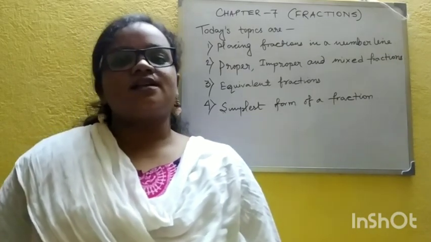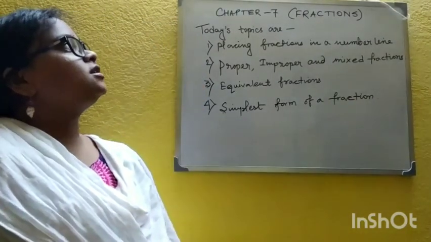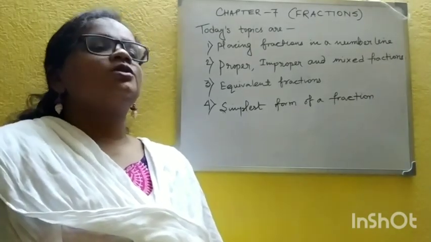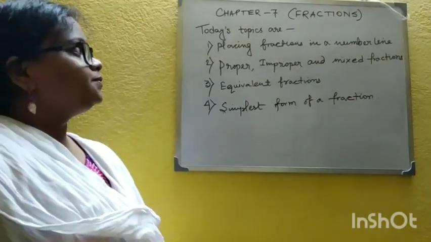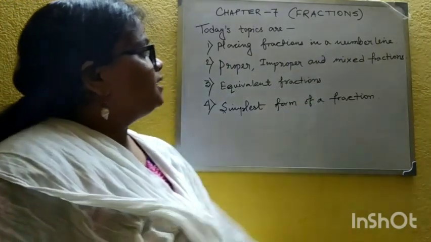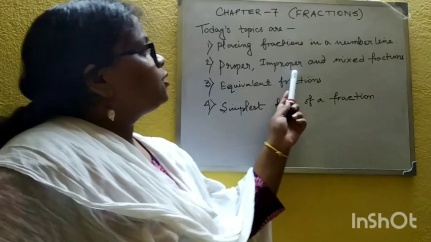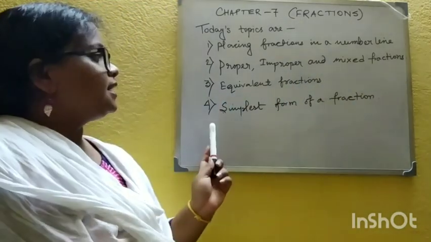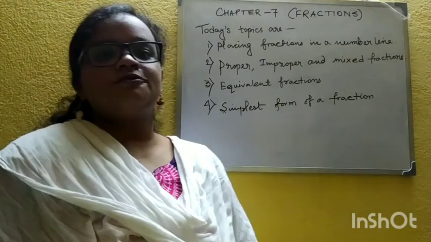In our previous class, we discussed chapter 7, fractions. Today also we are going to discuss this chapter. Today's topics are placing fractions in a number line, proper, improper and mixed fractions, equivalent fractions, and simplest form of a fraction.